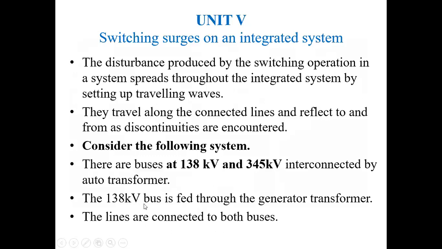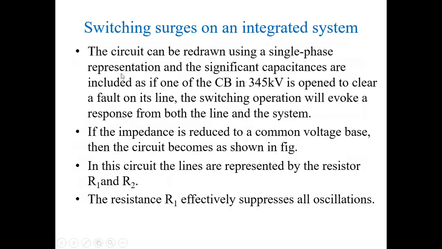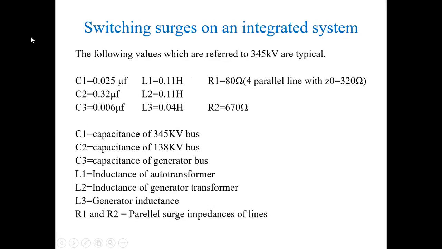Here I have explained the 138 kV bus, which is fed through the generator transformer unit, and the transmission lines are connected to both the buses. The third circuit is nothing but an equivalent circuit. In that circuit, the lines are represented by the resistors R1 and R2. The purpose of providing the resistance R1 is to suppress the oscillations. Whenever the switching contacts get opened, obviously due to the presence of inductance and capacitance, oscillations will be produced in the circuit. So in order to reduce the oscillations, the resistance R1 is provided in the circuit.